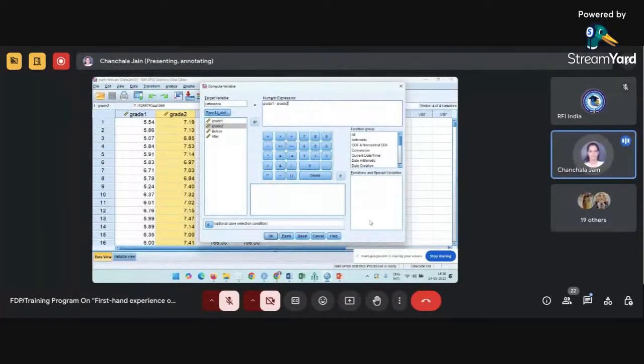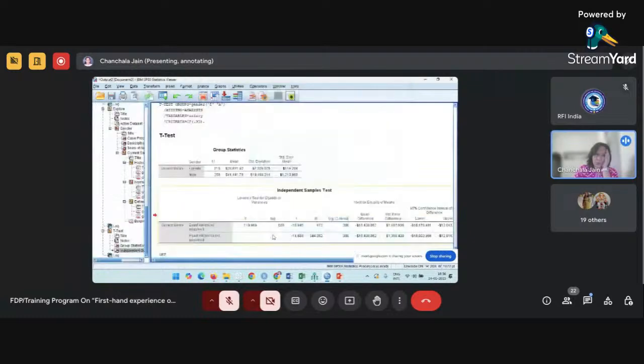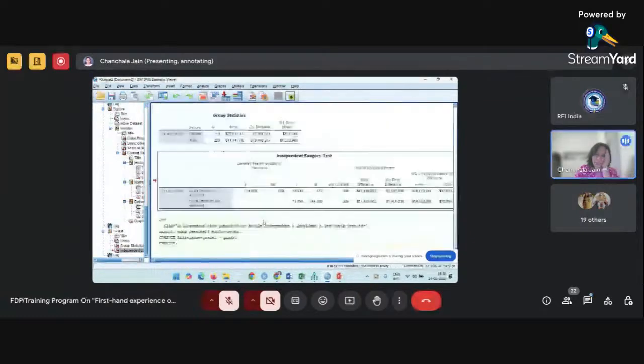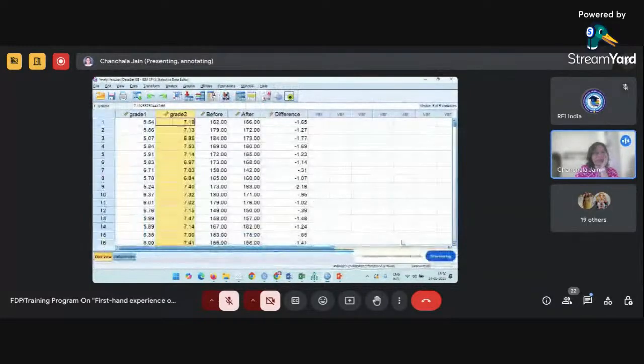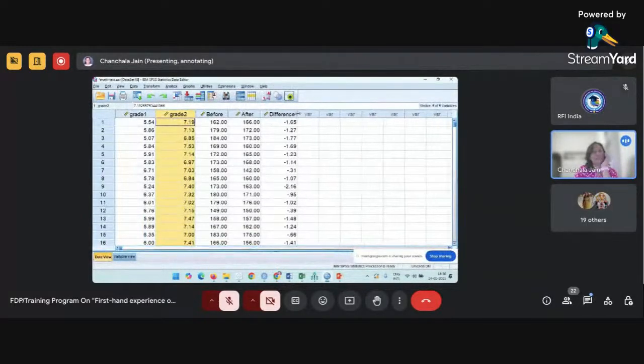Once you click on OK, you get a message in the output viewer that this is executed, and you can come back to your file and find a new column added with whatever name you have given. So this is the difference of the grade.